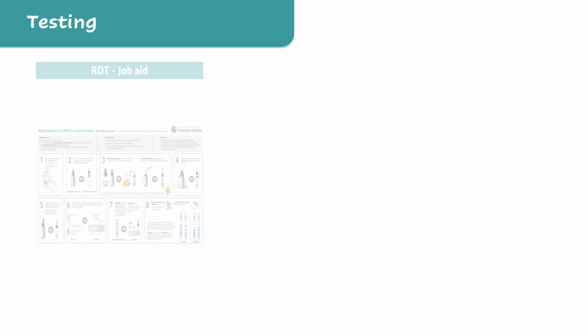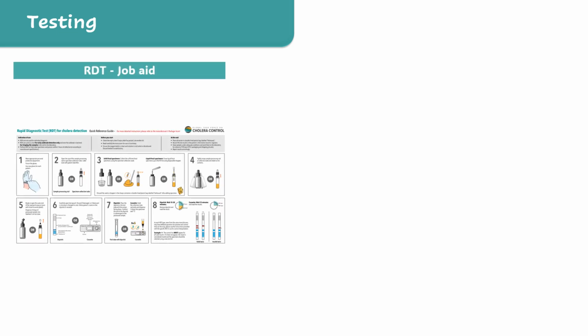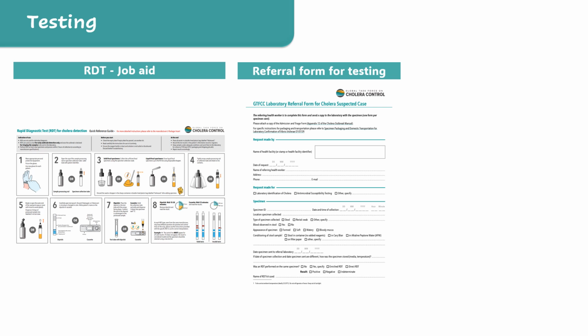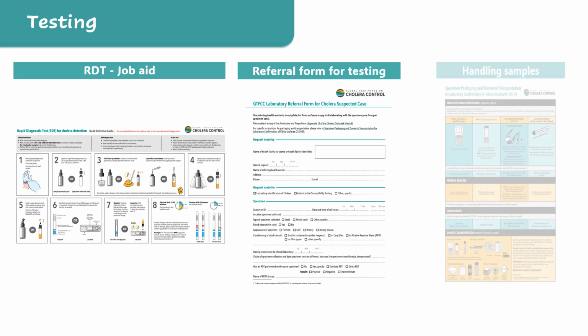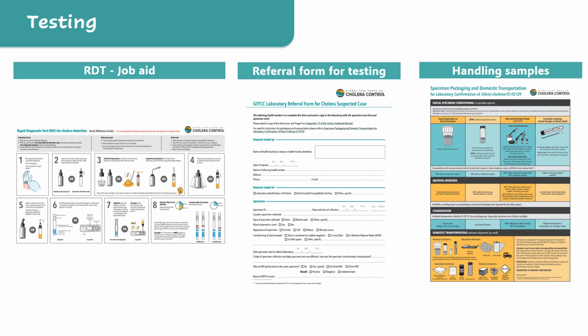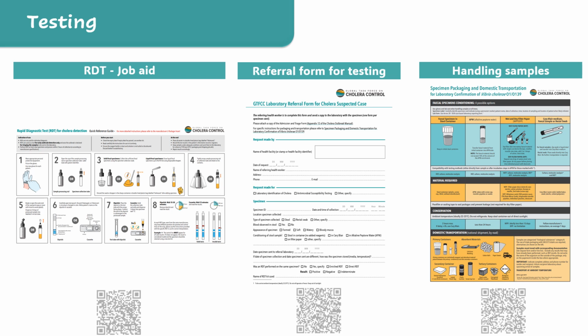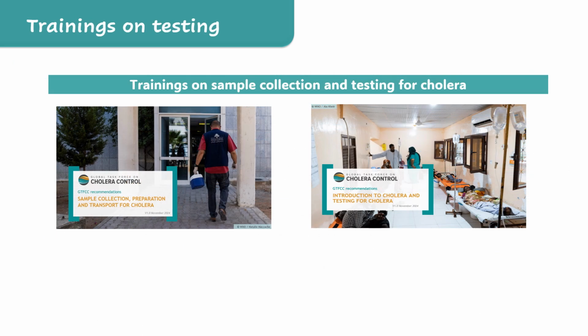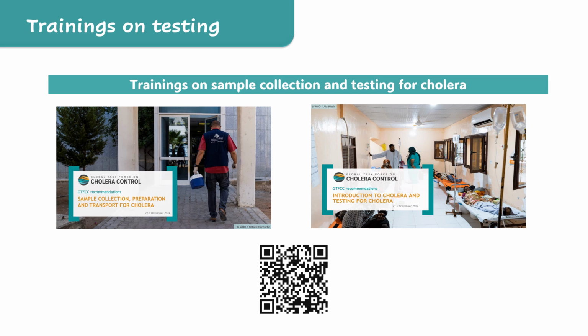Key resources on testing for cholera available on the GTFCC website include step-by-step instructions for performing RDT, a referral form for testing to accompany stool samples to a laboratory for testing, guidance on how to collect specimen and prepare and package them for transportation. You can access these resources by scanning these QR codes. On the GTFCC website, you will also find some training material on sample collection and testing for cholera. You can access these trainings by scanning this QR code.